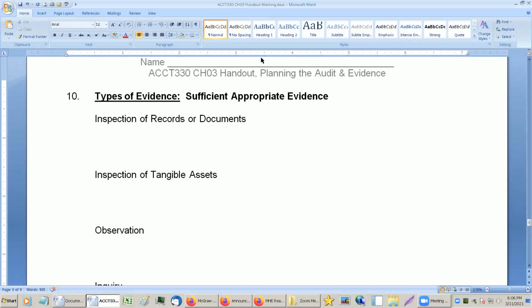Okay, so this is inspection of records and documents. You can imagine what that is. That's what you'd probably expect to see as an auditor, to look at records and that. Inspection of tangible assets, you may think of it as a little bit less of an accounting function, but actually that's what you do.